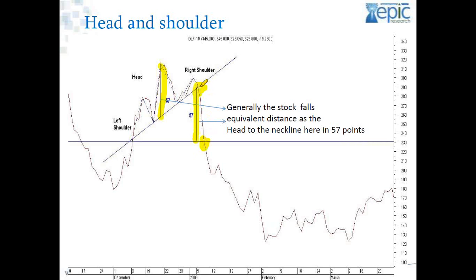Although the minimum target was 57 points, it fell down almost 200 points from here. So you can see how effective these head and shoulder patterns are. These are very, very effective patterns. You can also see some of these patterns on our website. We have a technical analysis blog. There are many different patterns which are formed.